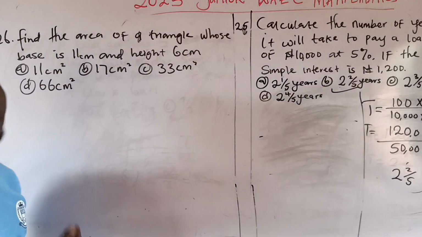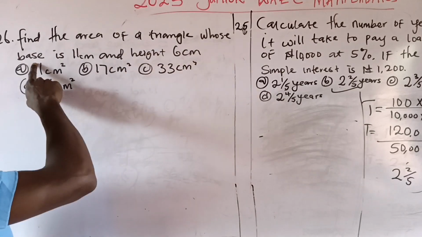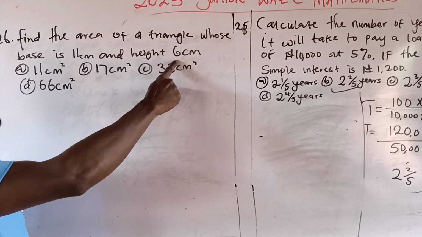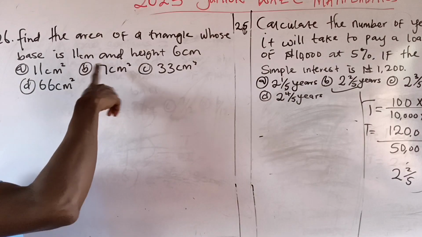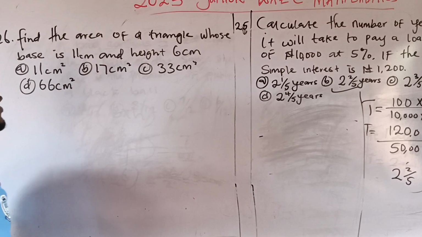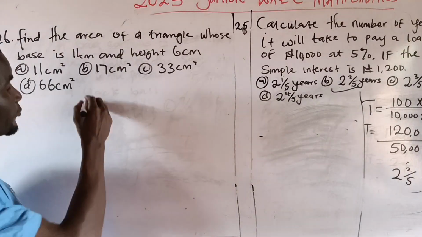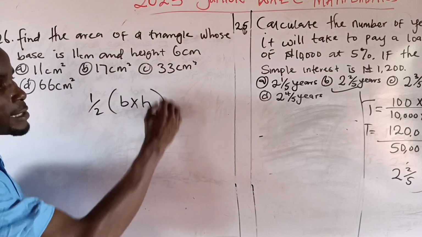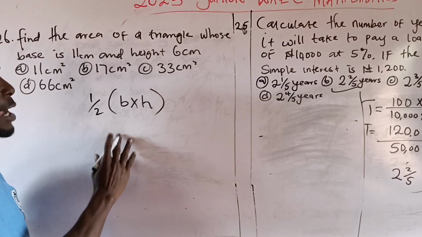Question 26. Find the area of a triangle whose base is 11 centimeter and height is 6 centimeter. They said the base is 11 centimeter and the height is 6 centimeter. To calculate the area of a triangle, it has a formula, and the formula is half open bracket base times height. That is the formula for calculating an area of a triangle.